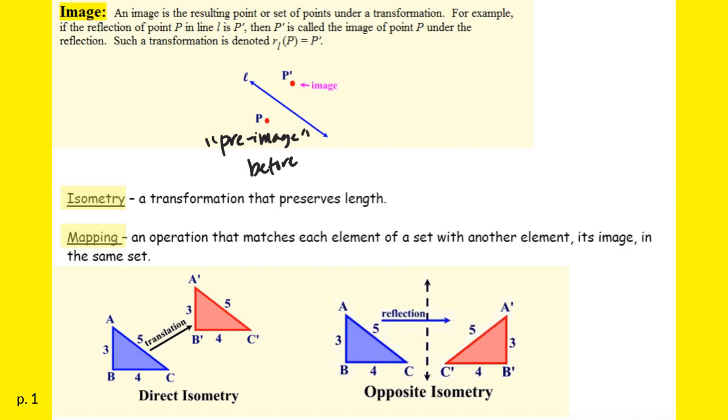So this is after the transformation. And we denote this by putting a little apostrophe sign next to the letter of your point. And so we read this as P prime.